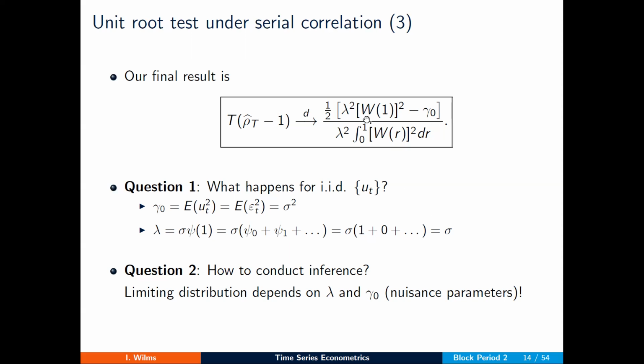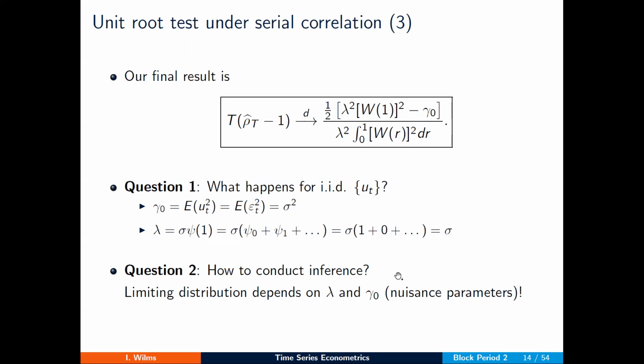And when you plug in the expressions then for gamma naught and lambda squared in the IID case, all the sigmas will cancel out and only the Brownian motions would be left. So we would indeed have exactly the same limiting distribution from last week. In other words, when we allow for serial correlation, the limiting distribution is different since the short-run variance and the long-run variance now both pop up in the expression and they do not cancel out because they are not equal to each other.